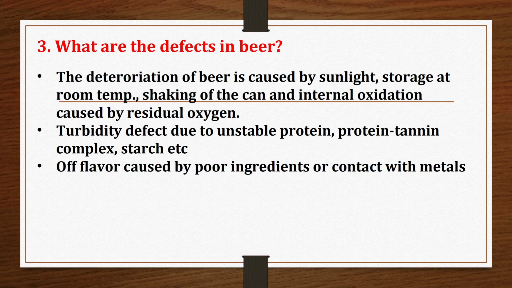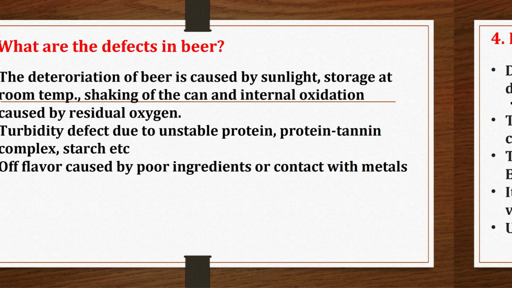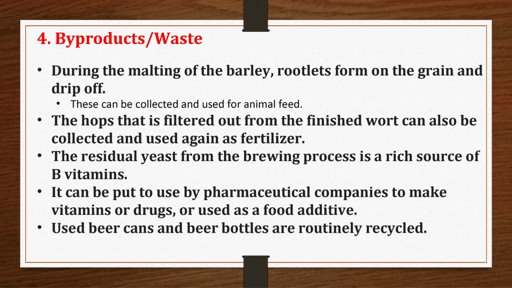Now, it's important to know what can go wrong. So what are the defects in beer? Deterioration is caused by sunlight, storage at room temperature, shaking of the can, and internal oxidation caused by residual oxygen. A turbidity defect can occur due to unstable protein-tannin complex, or starch. And off flavors can be caused by poor quality ingredients or contact with metals.